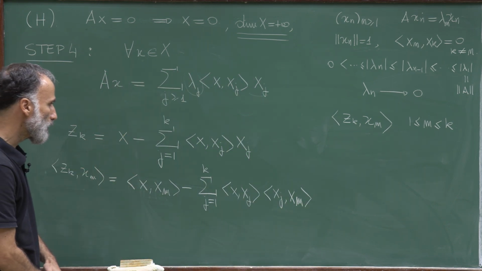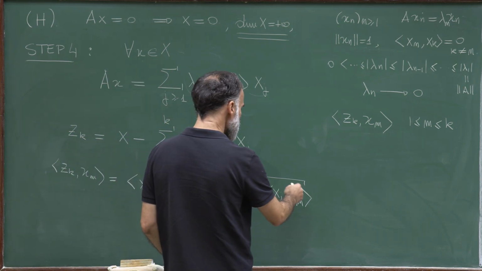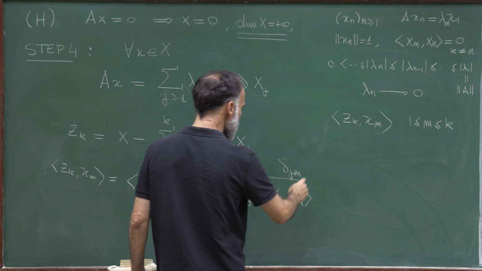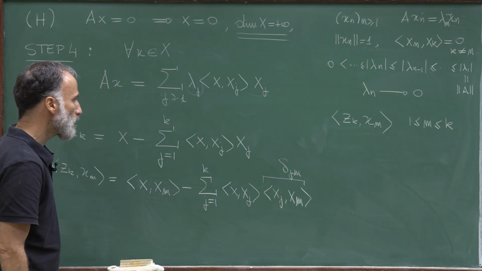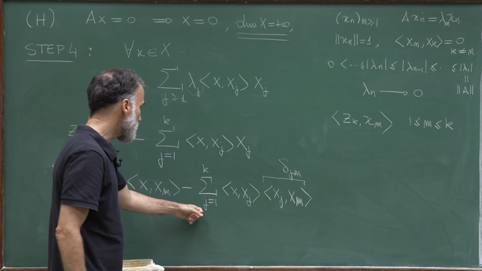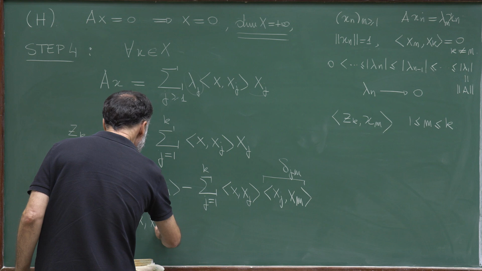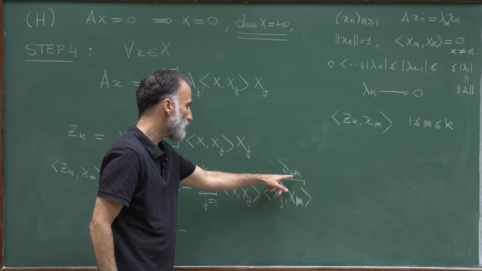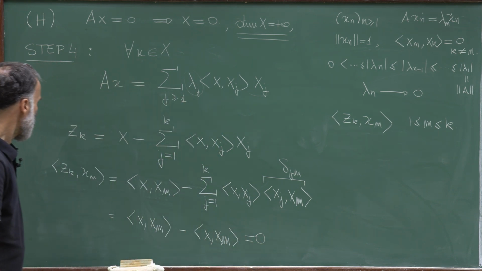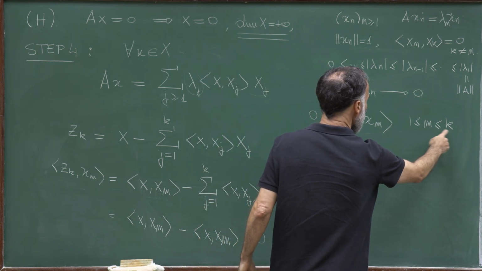So I'm just using linearity. We know that these vectors are orthogonal, so this is equal to 0 unless j is equal to m. And if j is equal to m, this is 1. So let me represent that by delta jm to say that this is 0 if j is different from m and equal to 1 if j is equal to m. So that means that in this sum, since I'm taking m between 1 and k, only the term j equal to m will survive, and so that will give me the scalar product of x with xm minus the scalar product of x with xm, and this is indeed equal to 0. So we proved that the scalar product of zk with xm is equal to 0 for all m between 1 and k.